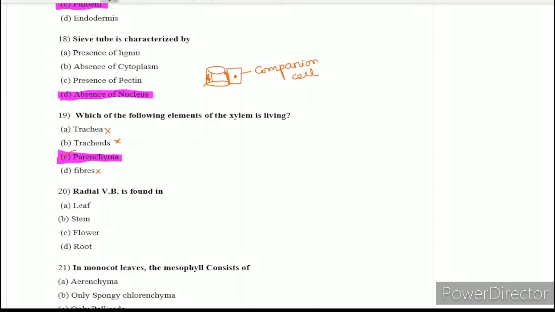A radial vascular bundle is found in option A, leaf, option B, stem, option C, flower, option D, root.